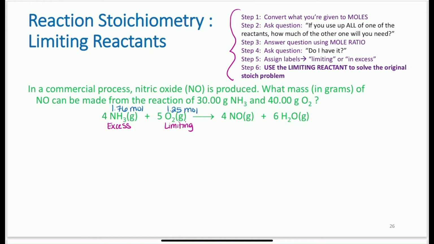So, I've assigned limiting and excess labels. I am ready for step 6. Use your limiting reactant to solve the original stoichiometry problem. So, since O2 is the limiting reactant, we use it to determine the amount of product produced.